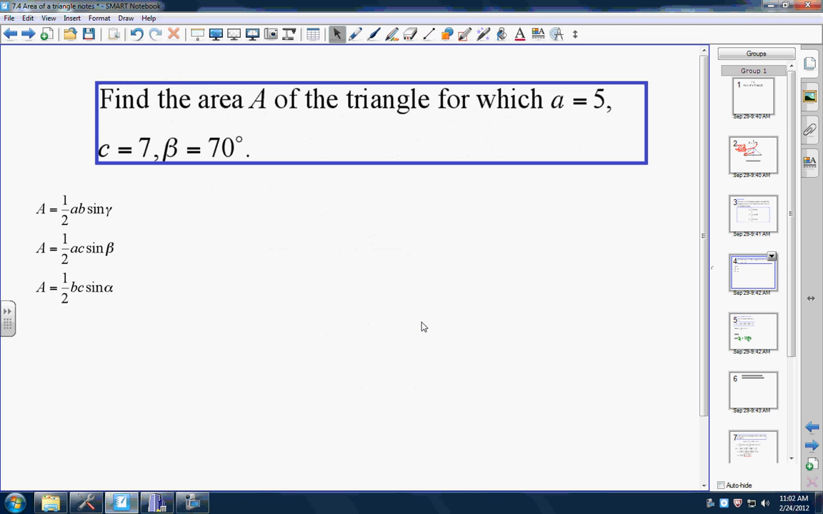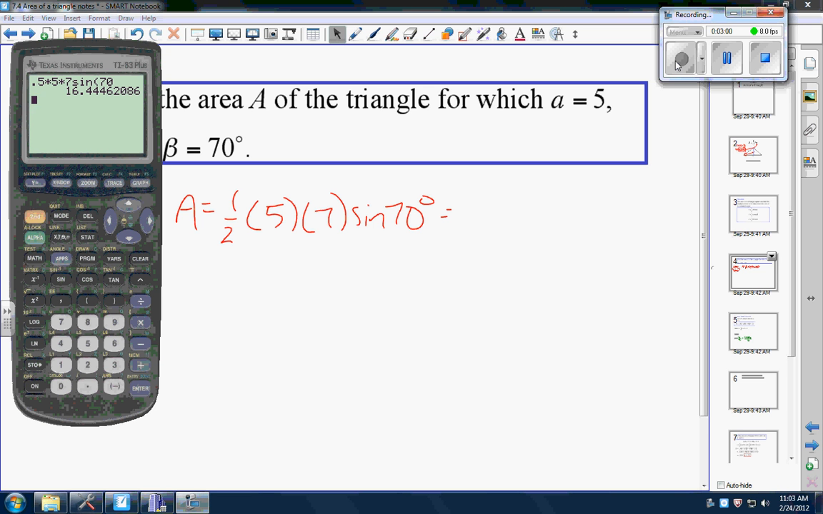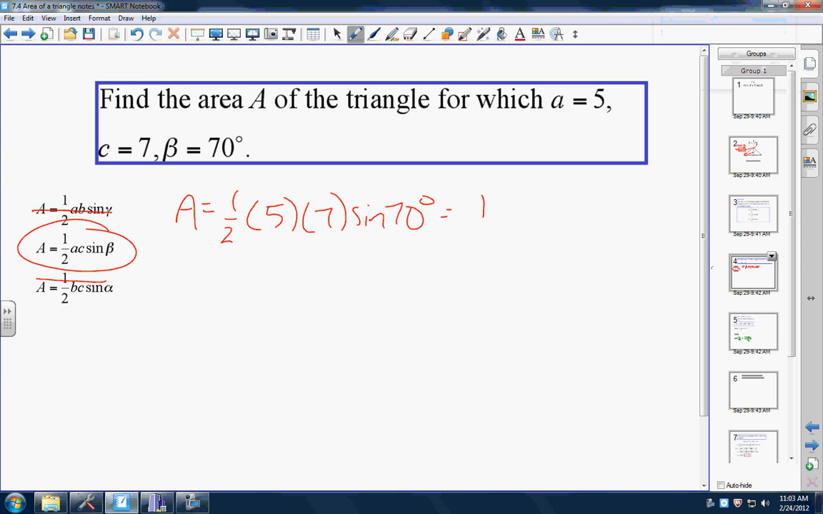Simple little example here. We'll do some story problem stuff in class. Area of a triangle, A is 5, C is 7, beta is 70. So we match it up with our formulas here. I give you A and C and sine of B. So we can use this guy here. And we just go right to our calculator and see what happens. So when we do that, 1/2 2 sides and the included angle, we get 16.4.